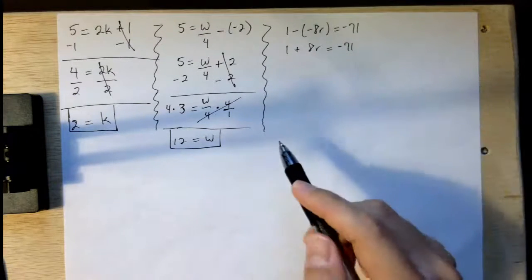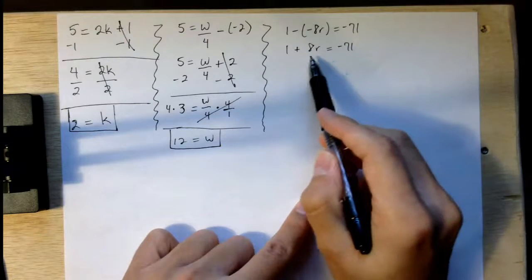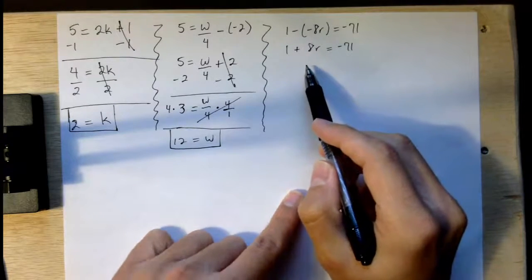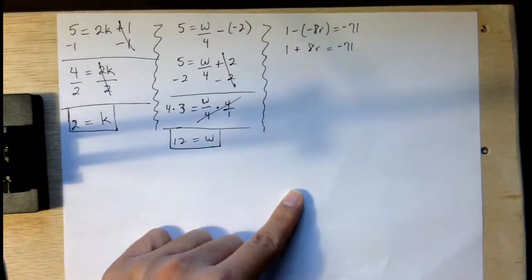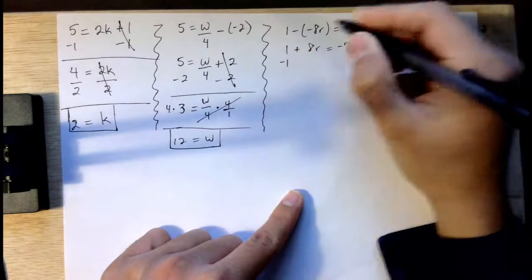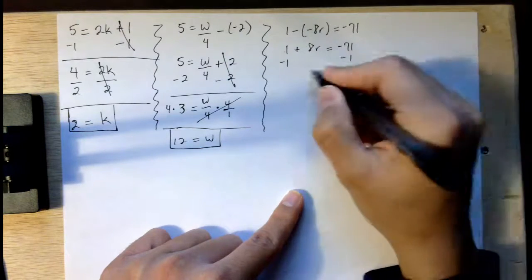Again, this is a two-step equation, so you want to save your variable for the last step, right? So you're either going to add or subtract first, depending on the problem. I have a positive 1 here. The opposite of a positive 1 is a negative 1. So I'm going to subtract 1 on both sides.